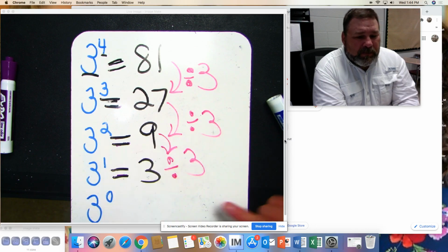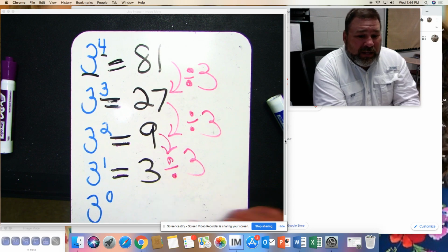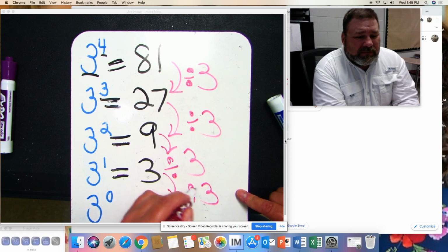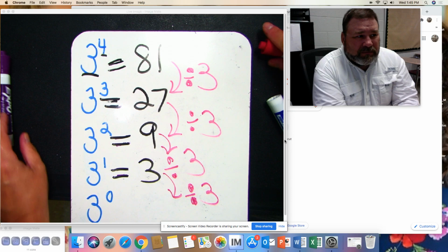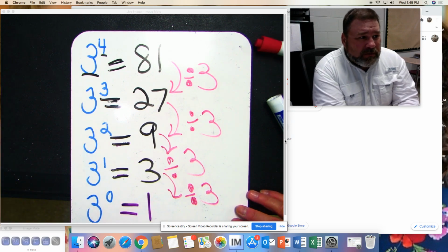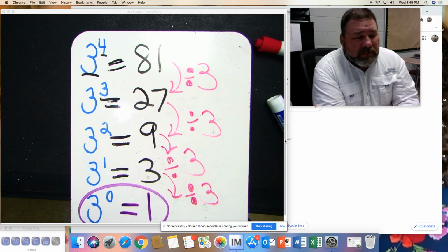Right. Now, if I'm here, what would I have to divide 3 by? Well, again, you divide it by 3. So when I divide it by 3, this is one of those weird rules that you've got to know. What is 3 divided by 3? Well, it's 1. Any number divided by itself is 1. So in this case, I've got 3 to the 0 equals 1.